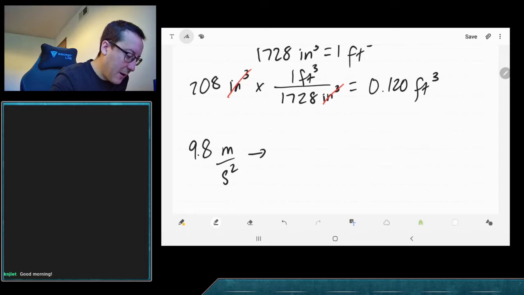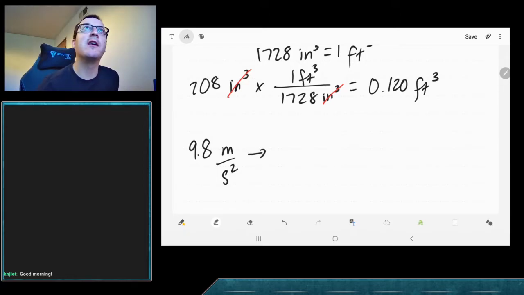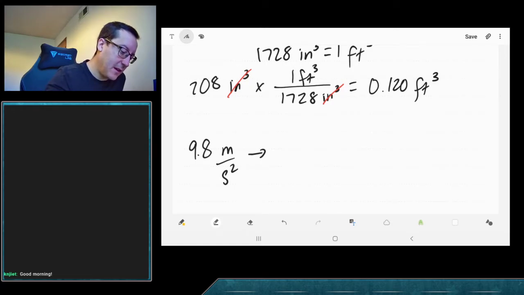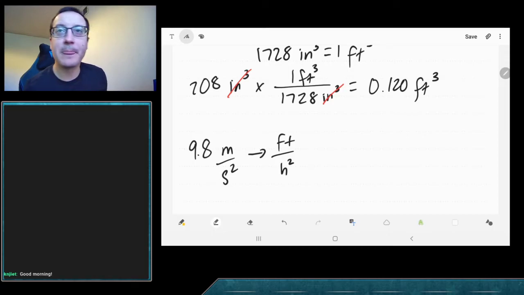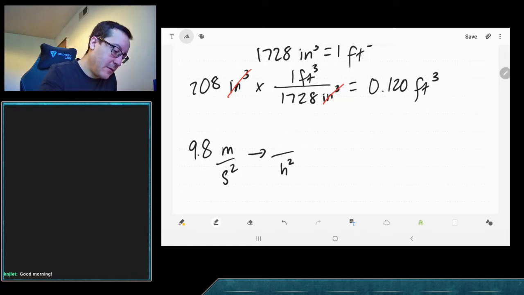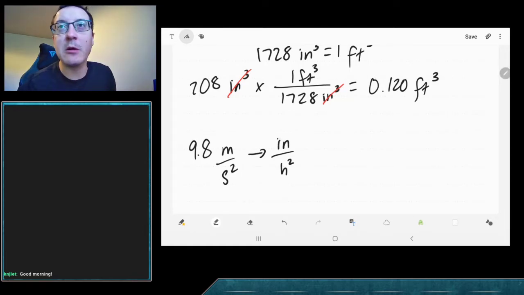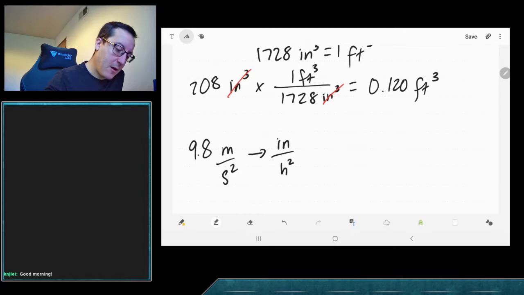Let's make this pretty complicated. I want this in feet per square hour. Or you know what? Let's make it worse. We'll do inches per square hour. Why not? All right, and I'll go ahead and give us our conversion factors.